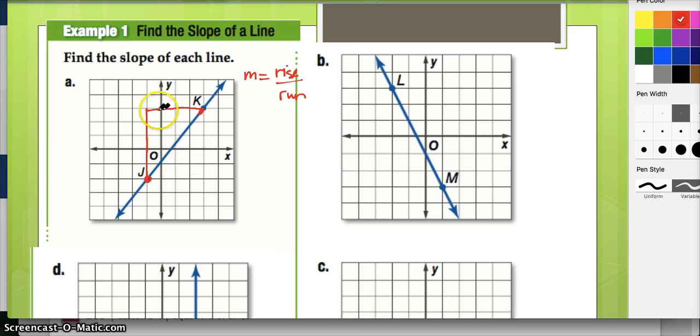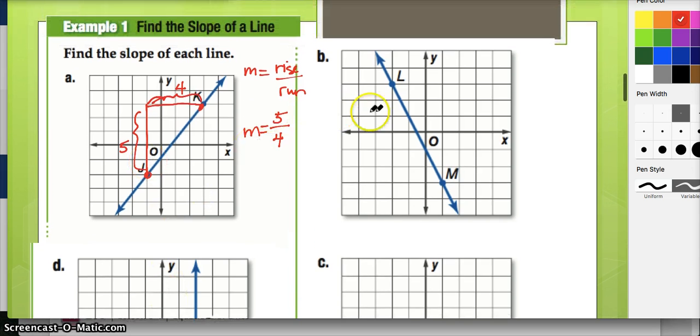This is going to be a positive slope, as we kind of remember before. How high up? I go up 1, 2, 3, 4, 5. So there's a change for every 5 that I go up. I go over 1, 2, 3, it looks like 4. So my rise is positive 5, and my run is positive 4. So my slope is 5 over 4. That's the ratio.